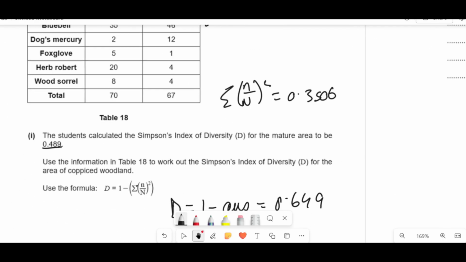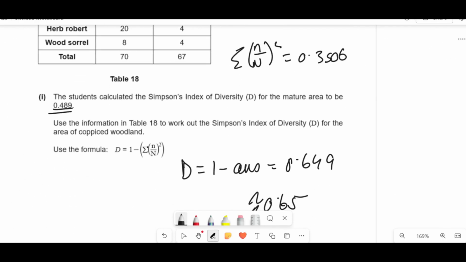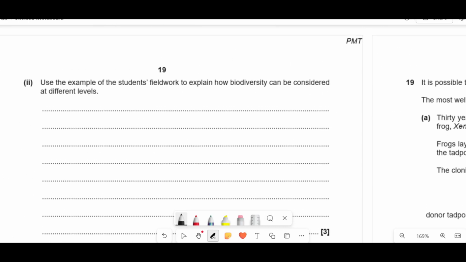So we need to look at what they actually did. Their fieldwork was these two values, which are going to tell us our variety of species, right? Or species biodiversity, because this is only the biodiversity of species, right? So species biodiversity is from the Simpson's index, right?